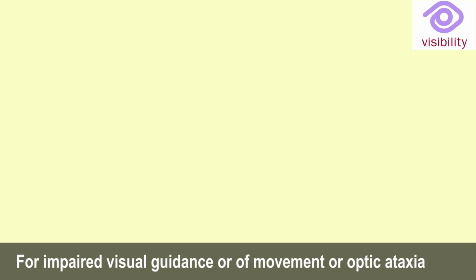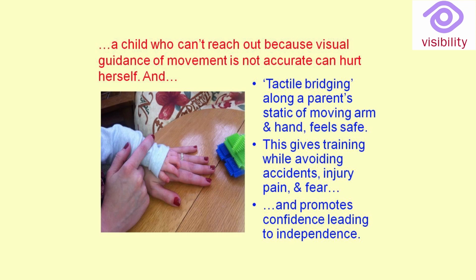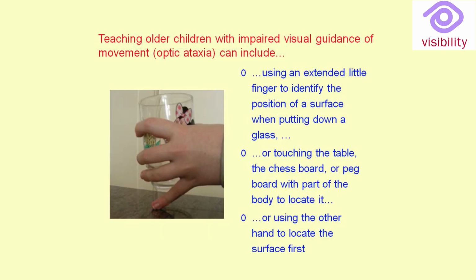For impaired visual guidance of movement or optic ataxia, a child who cannot reach out because visual guidance of movement is not accurate can hurt himself or herself. And so, tactile bridging across the top of the parent's hand or moving arm or hand feels safe. This gives training while avoiding accidents, injury and fear, and promotes confidence, leading to independence.